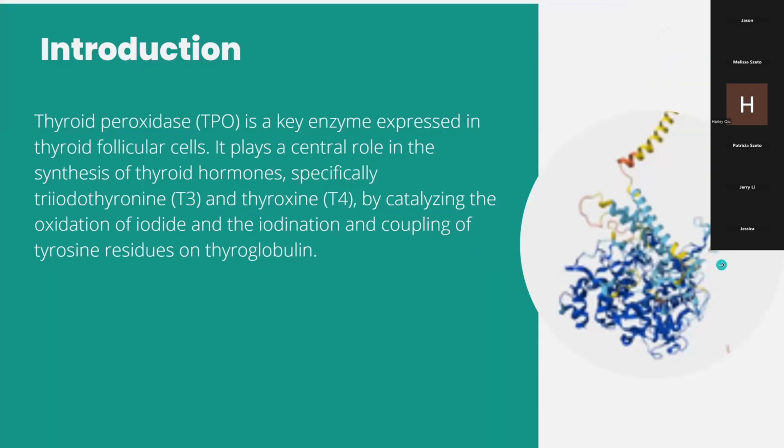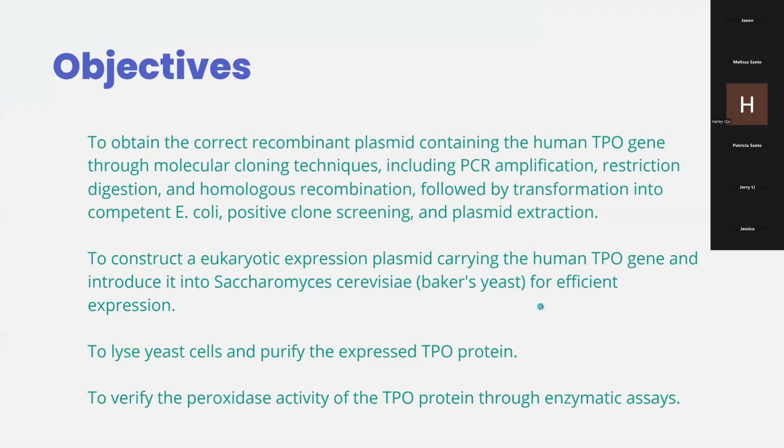So for the introduction, I'm really sorry for the blurry image. I don't think it's copyable. TPO is a crucial enzyme found in the thyroid follicular cells in humans. It plays a central role in synthesizing the thyroid hormones T3 and T4 by oxidizing iodide and catalyzing the iodination and coupling of tyrosine residues on thyroglobulin. This is a really important protein for our daily metabolism and everything around that.